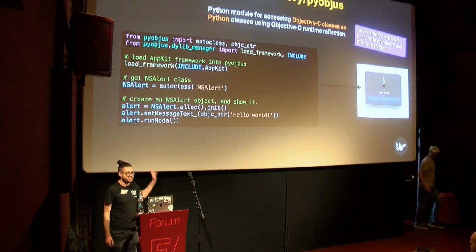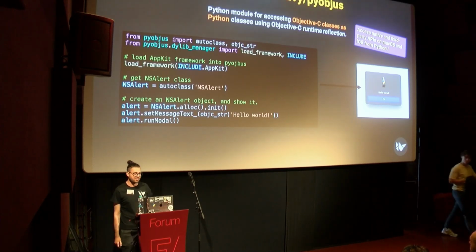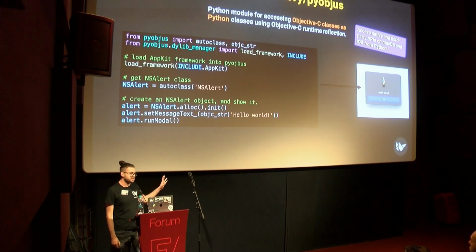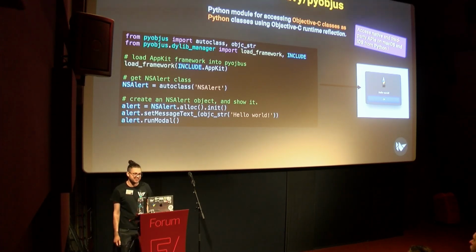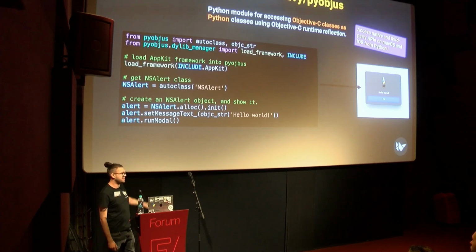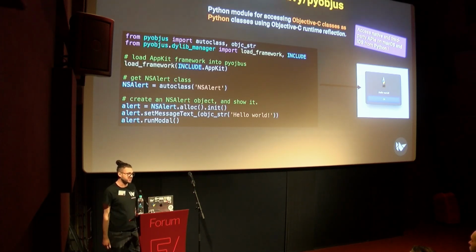What I'm doing is just importing the autoclass helper from PyObjC, and then by using the autoclass helper, I'm getting access to the NSRunLoop class. And again, in just a few lines of code, without any knowledge about Objective-C, I'm getting access to Objective-C classes.